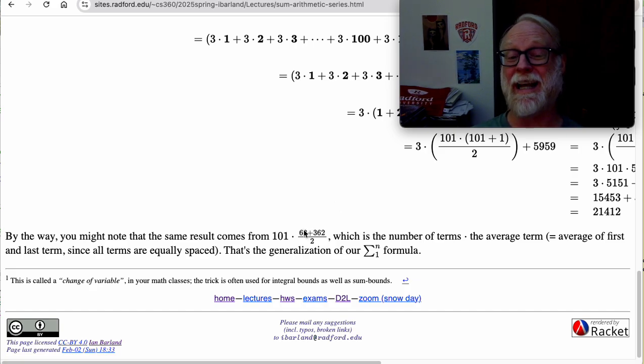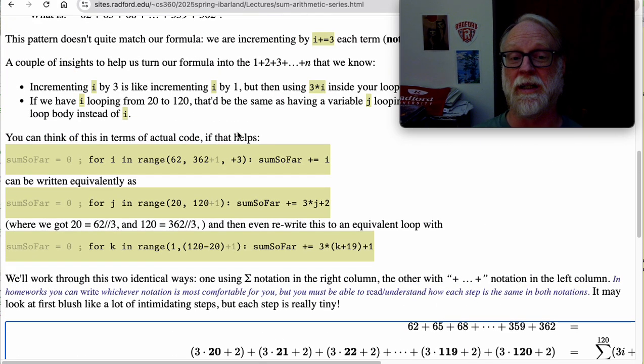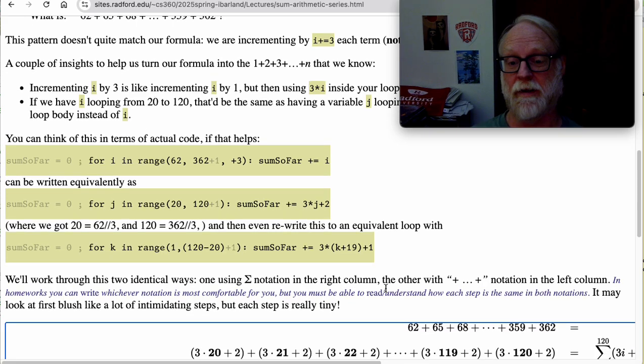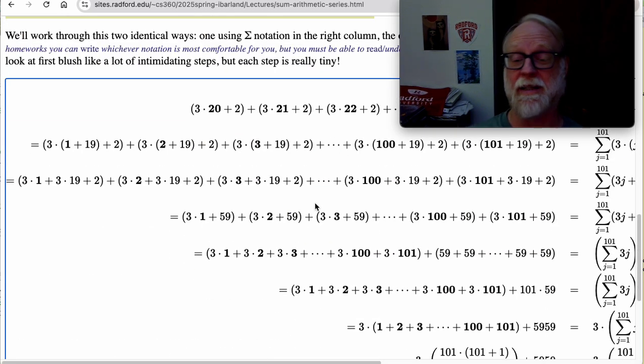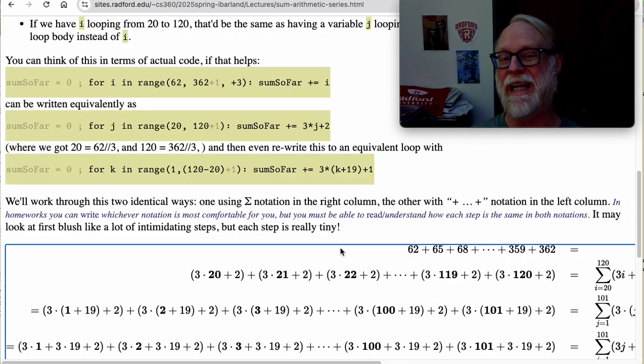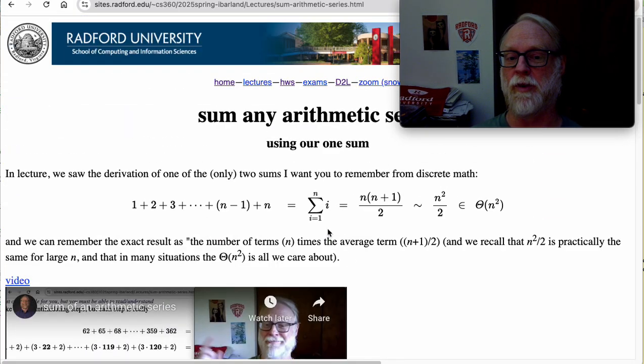I phrase it like that because it turns out that works for any arithmetic series. But if push comes to shove and I need to show that, I can say, hey, I'm going to do some algebra here and wrangle the series back into the one formula that I know that we showed previously.